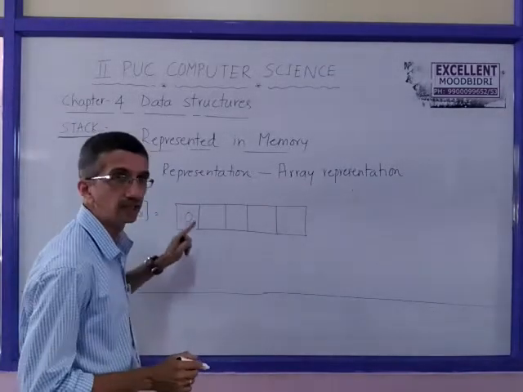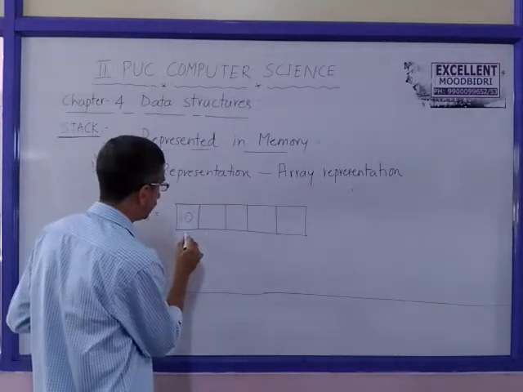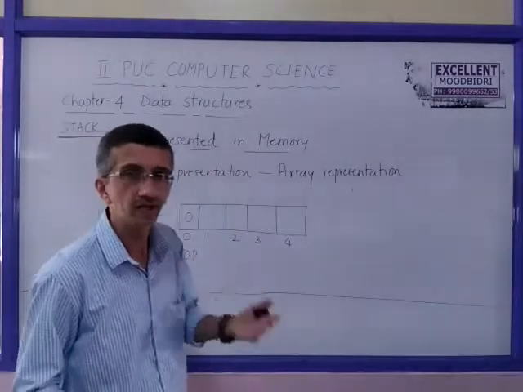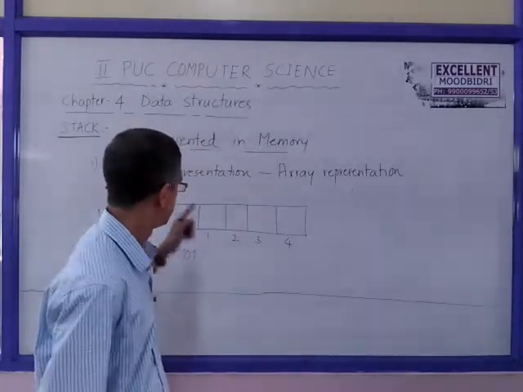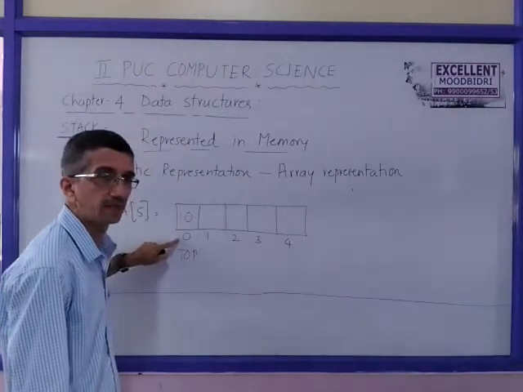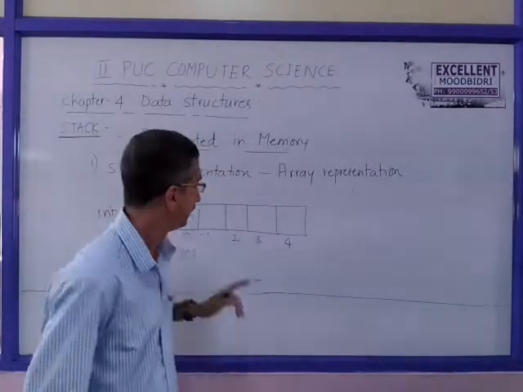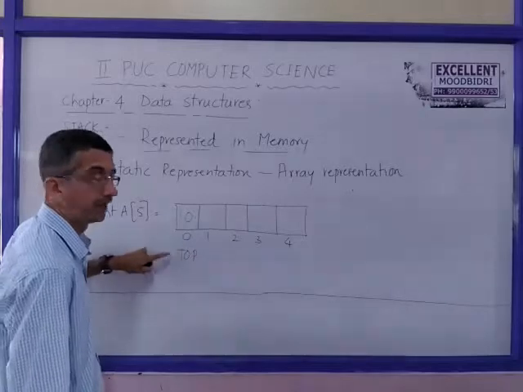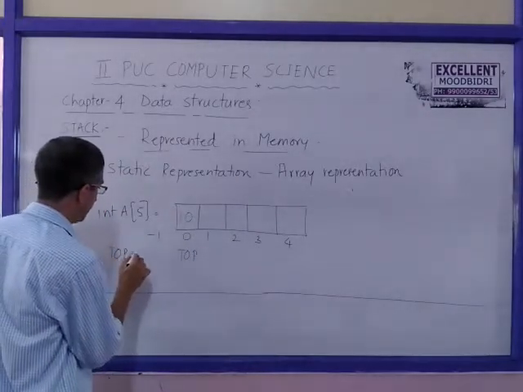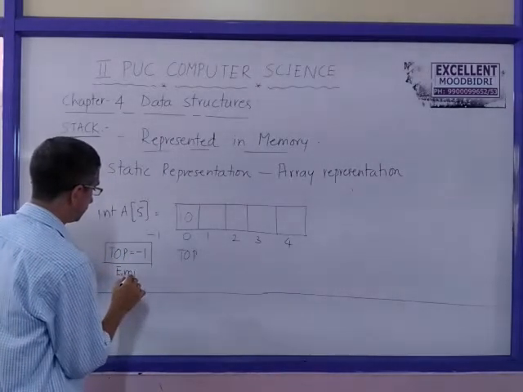This end is the top end. Top, right? Top end. Index is 0, 1, 2, 3, 4. You know it. We have inserted one item into the stack, so this 10 is at the index 0. Now, initially, when the stack is empty, we will take the top variable is equal to minus 1. Correct? So top is equal to minus 1 means the stack is empty.